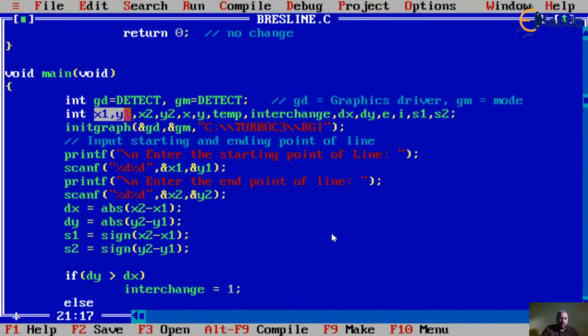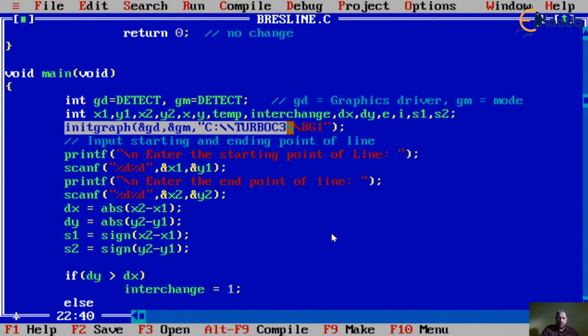So integer x1, y1 is the starting point of the line, integer x2, y2 is the end point of the line, and x and y are the initial values. Then temporary: whenever I am swapping the values, I use interchange here. This interchange will decide whether delta x is greater or delta y is greater. Again dx and dy, delta x, delta y. E is used to calculate the error term, I is used for the for loop, and S1 and S2, the sign function values, will decide whether to increment or decrement. Then I initialize the graphics here, that is initgraph, ampersand gd, ampersand gm. This is for initialization of the graphics.